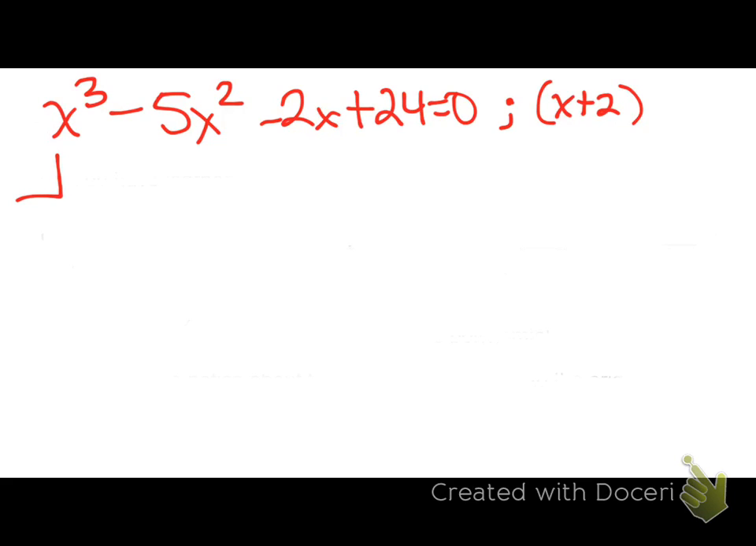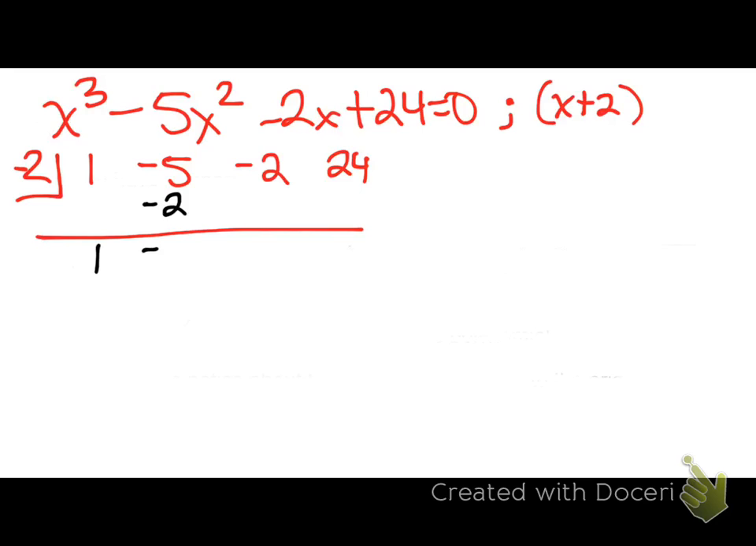What number goes in my little box? Negative 2. What are my coefficients across the top? 1, -5, -2, 24. Okay. If I am using synthetic division to factor, I better get a remainder of 0. So let's see how this works out. Drop the 1, multiply, add them together, multiply, add them together, multiply, add together. All right. We got our remainder of 0, so that's good.